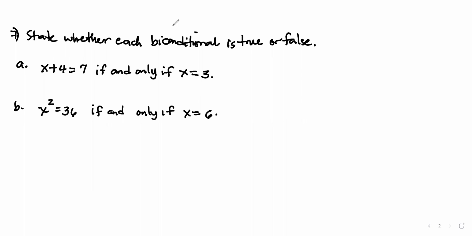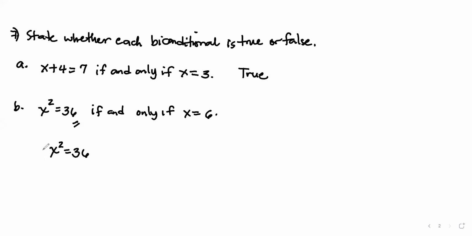Next example, we're going to determine the truth value of a biconditional. Since we're asked to find the truth value, our answer is either true or false. Next, letter A: x plus 4 equals 7 if and only if x equals 3. If we substitute the value of x, which is 3, then 3 plus 4 is equal to 7. So letter A is a true statement. For letter B, x squared equals 36 if and only if x equals 6.